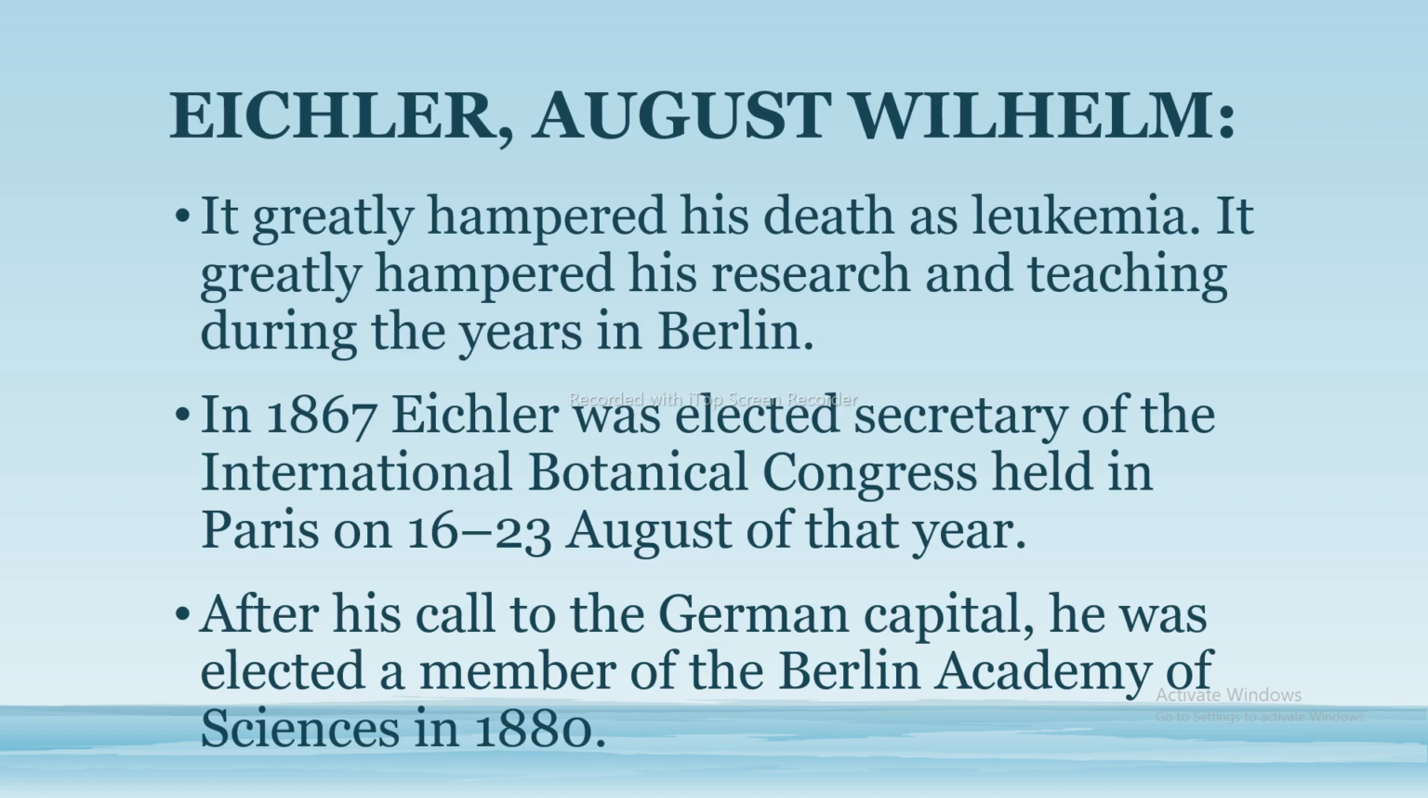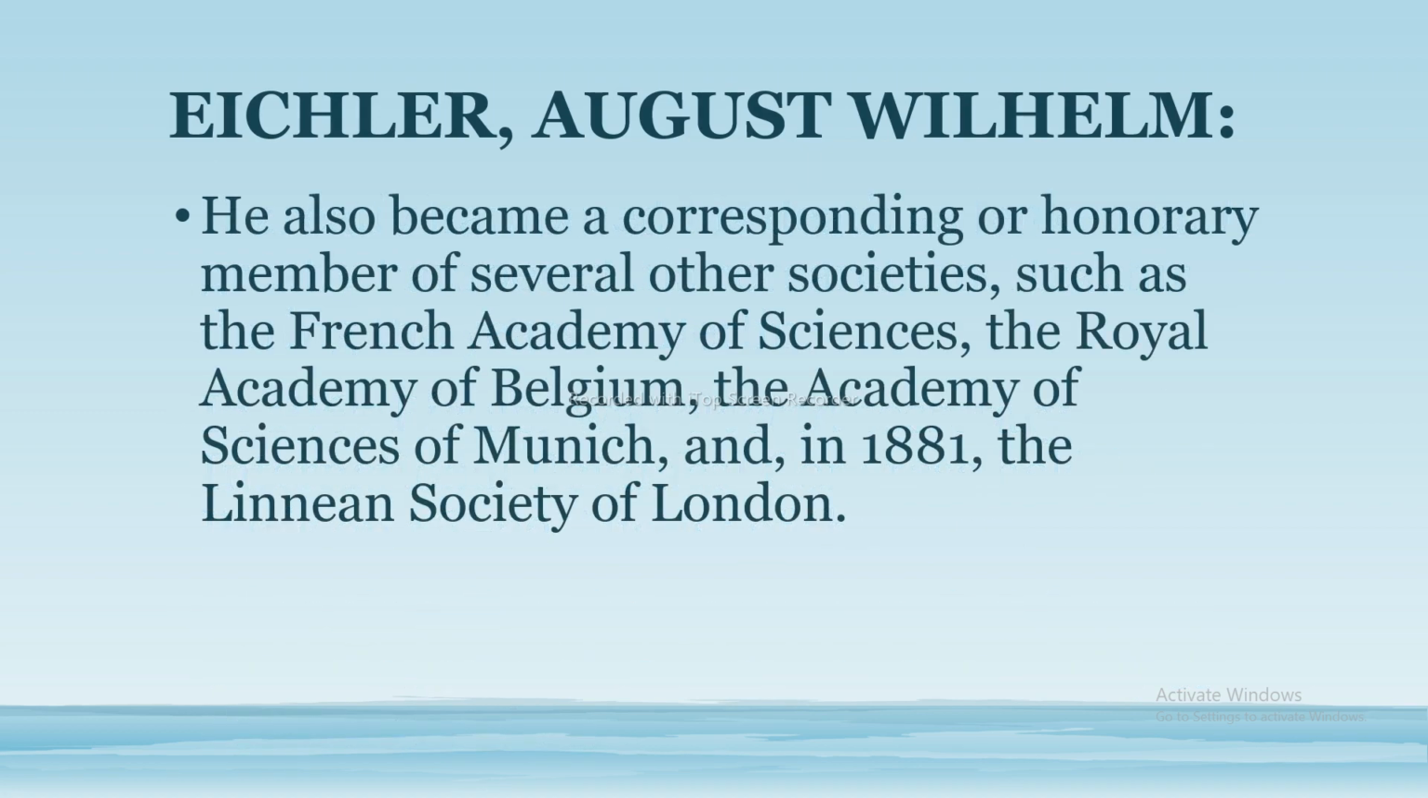In 1867, Eichler was elected secretary of the International Botanical Congress held in Paris on the 16th to 23rd of August of that year. After his call to the German capital, he was elected a member of the Berlin Academy of Sciences in 1880. He also became a corresponding or honorary member of several other societies, such as the French Academy of Sciences, the Royal Academy of Belgium, the Academy of Sciences of Munich, and in 1881, the Linnean Society of London.